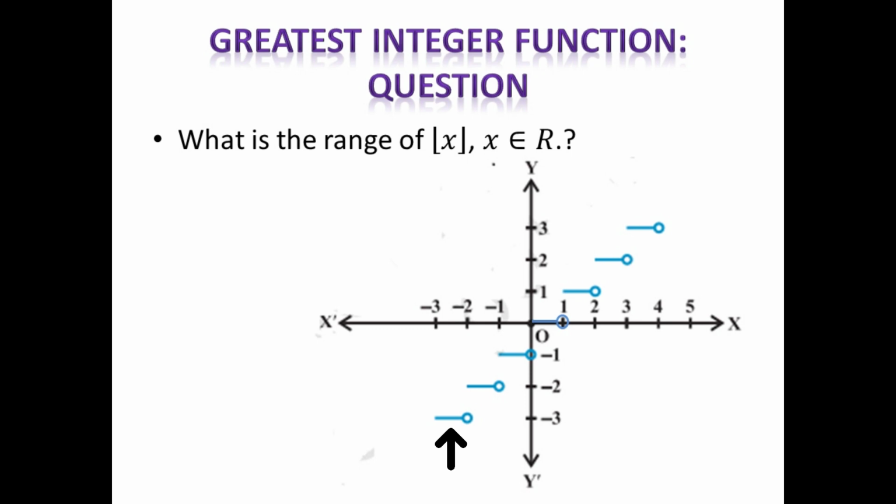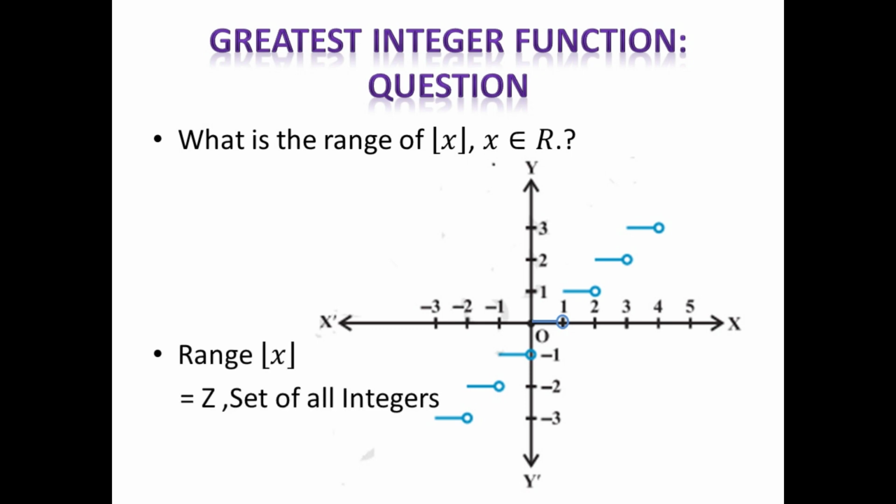So we have here minus 3 all along, minus 2 all along, minus 1 all along. Here there will be 0 all along. These two are overlapping over each other, so we are not able to see. Then we have 1, 2 and 3. So you can see that minus 3, minus 2, minus 1, 0, 1, 2 and 3 are the values that GIF of x takes. So these are the numbers that form its range. So its range will be the set of all integers.